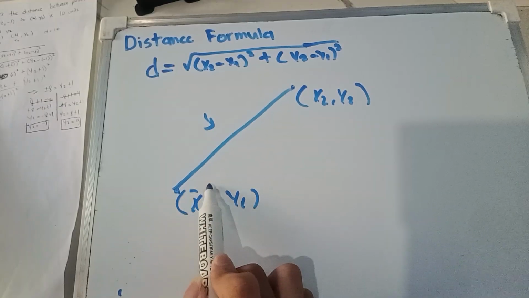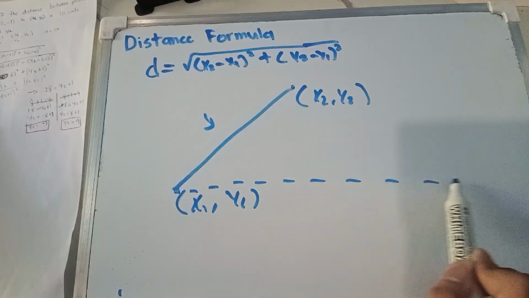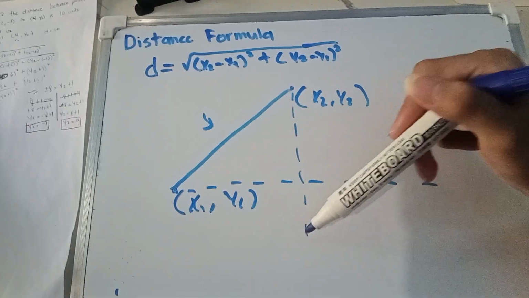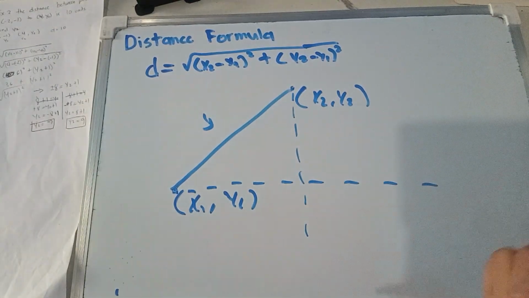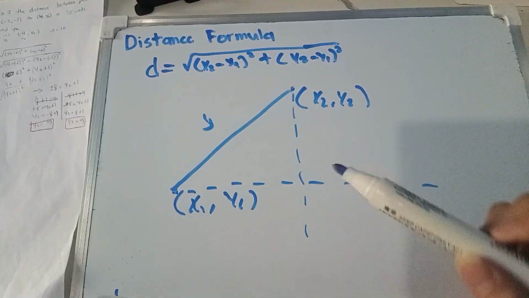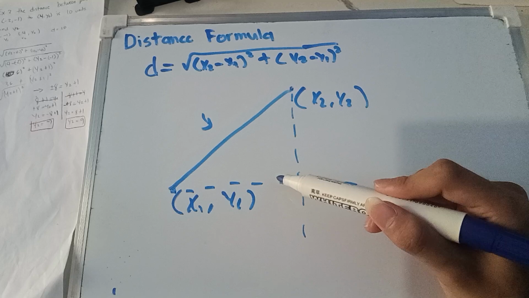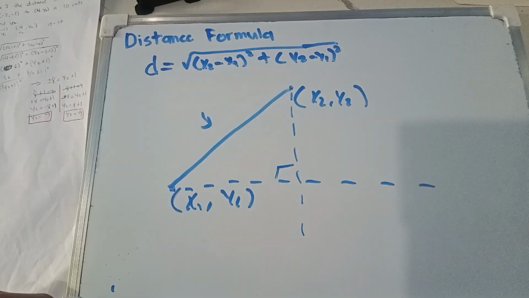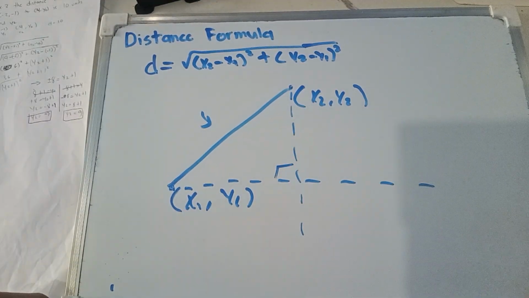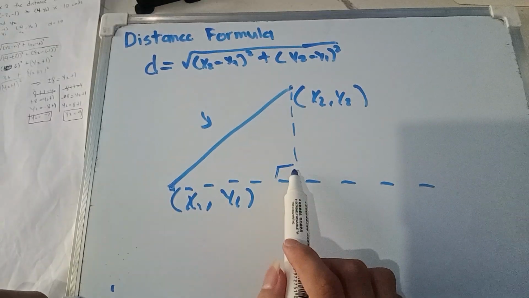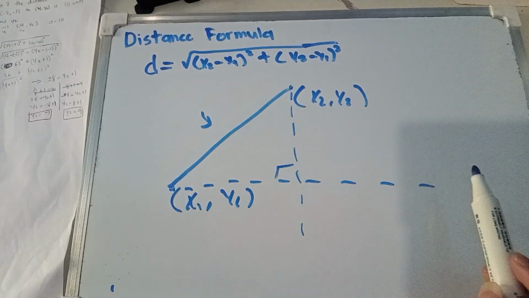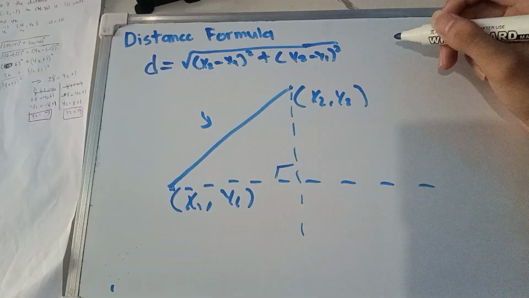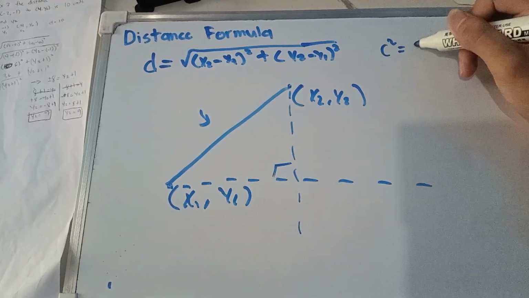So let's draw an imaginary line here, and also here at the top. So this part right here becomes our right angle, since these two lines are perpendicular to each other. Now the opposite of the right angle is our hypotenuse. Now what is the formula for the Pythagorean theorem? So that is c squared is equal to a squared plus b squared.